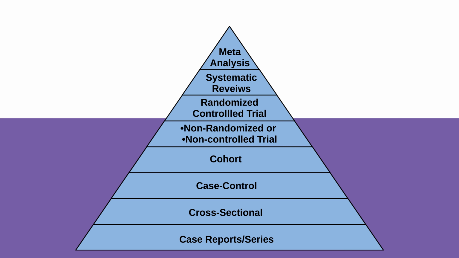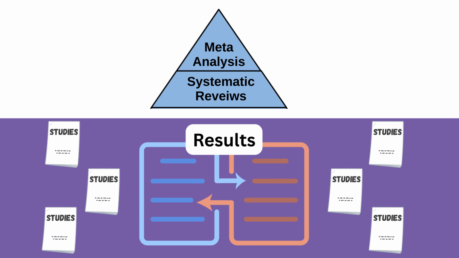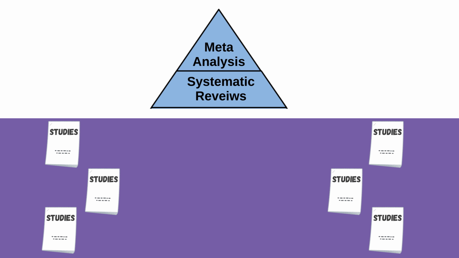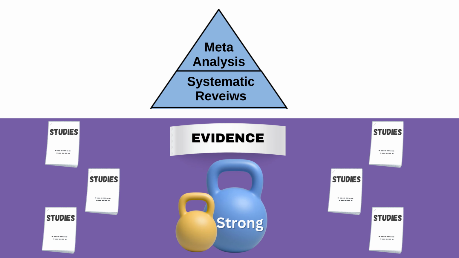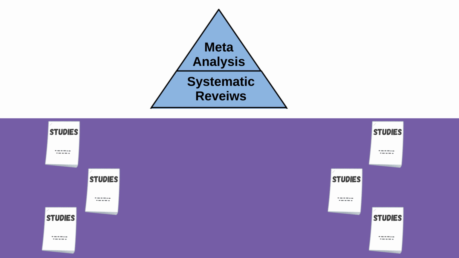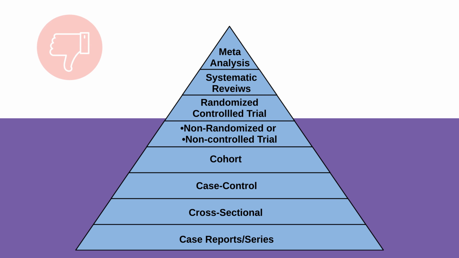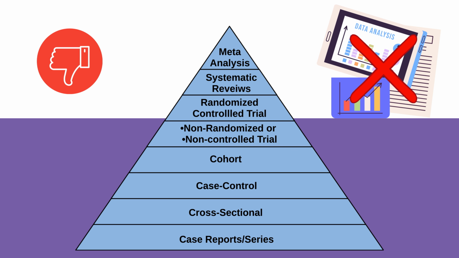At the top of the pyramid are systematic reviews and meta-analyses which combine the results of many studies, sometimes statistically, to address a specific question. Because they are based on multiple studies, they are considered to provide the strongest level of evidence. However, it is important to keep in mind that every well-designed study has value, and no matter where a study is on the pyramid, if it is poorly designed, it will not provide reliable data.